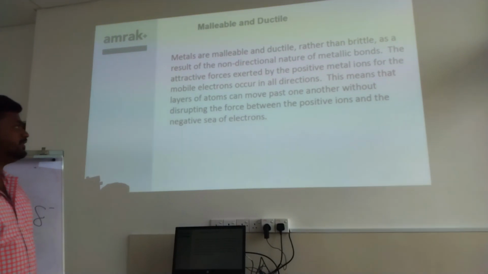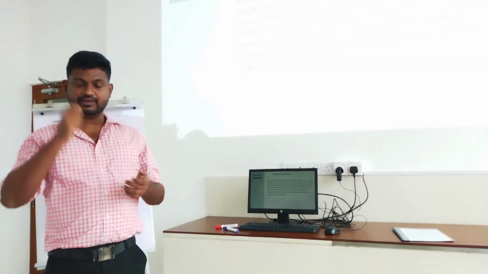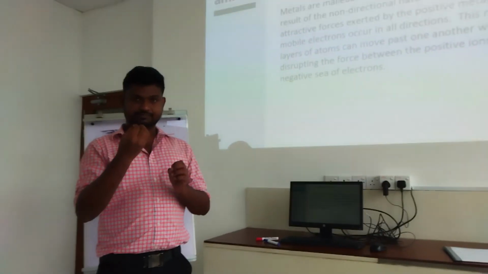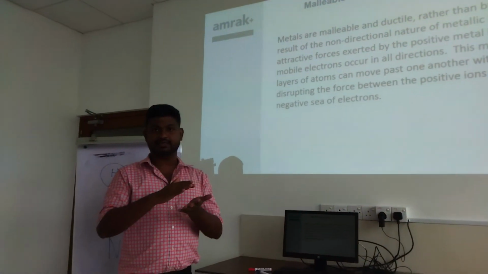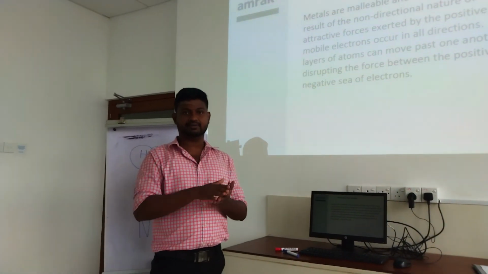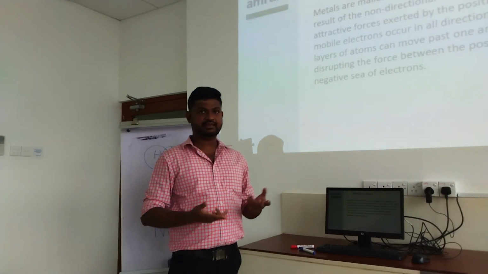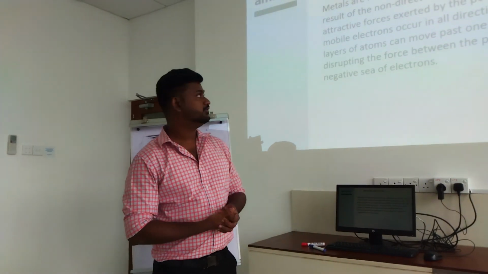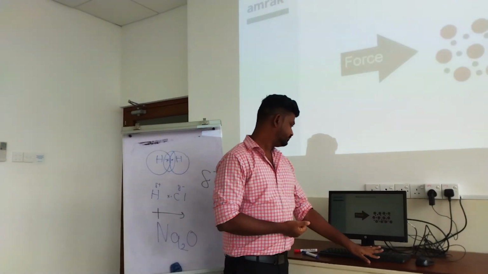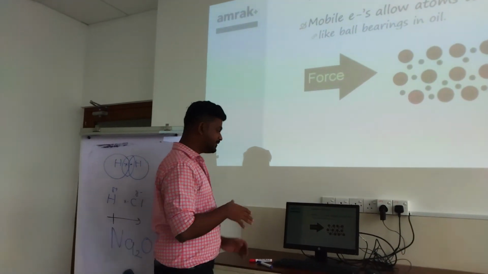Like in the first diagram, you can see the ionic lattice, when you tap it, it breaks off. Here they are not breaking, they are sliding off. That is malleable. So they deform, their shape will be changed. Malleable means making wires, right? So it is kind of deforming. That is how. So mobile electrons allow the layers to slide by.